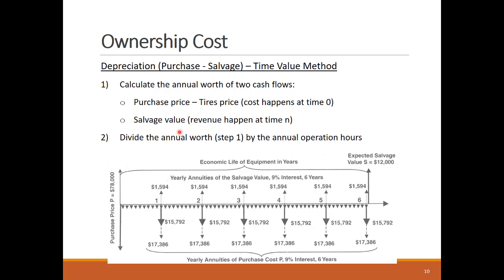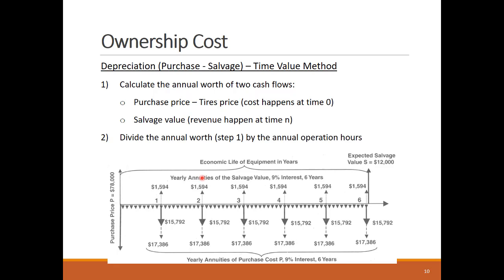This figure here shows an example that we can explain briefly. This equipment has a purchase price of $78,000 and it is expected to be salvaged for $12,000 after 6 years. We will assume the tire cost is not significant and can be ignored. The negative annual worth of the purchase price is calculated by multiplying the $78,000 by the A given P factor, as we learned from the previous equipment economics lesson.